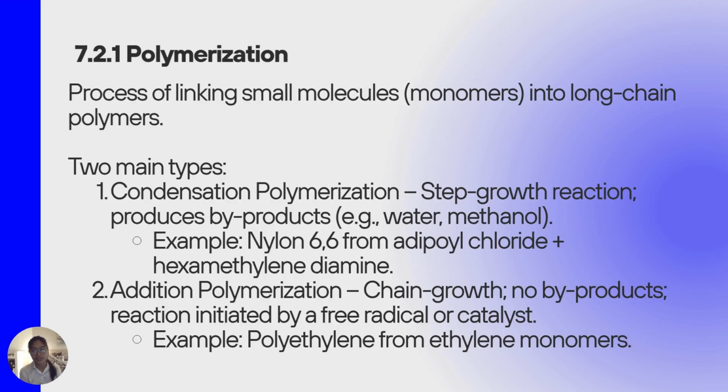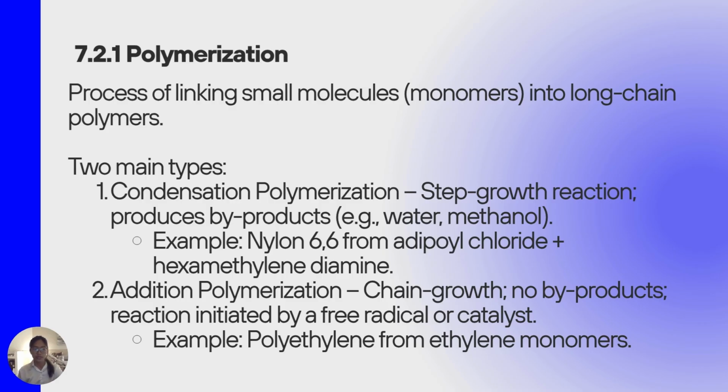Now let's look more closely at polymerization, the fundamental process of forming polymers. Polymerization is the chemical reaction in which small monomer molecules link together to form long-chain polymers. There are two major types of polymerization, the first being condensation polymerization. This is a step growth reaction where each step releases a small byproduct, such as water or methanol. A good example is the formation of nylon 6,6, produced from adipoyl chloride and hexamethylene diamine. Each reaction between monomers produces a byproduct molecule, forming a long, strong chain.